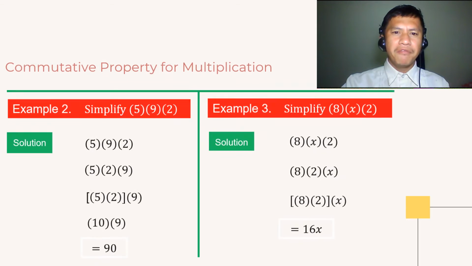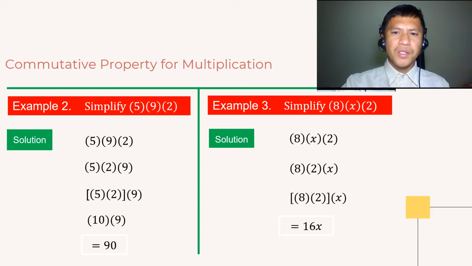Further example, simplify 5 times 9 times 2. Using the concept of the property, we can rearrange the order. 2 is placed in the second term and 9 is placed in the last term. We can apply PEMDAS, solving the first expression inside the symbols, which is the brackets. So 5 times 2 is 10, then 10 times 9 is 90. Another example is 9 times x times 2. So here we just place 2 on the second factor of the expression. So 8 times 2, you have 16, then times x equals 16x.